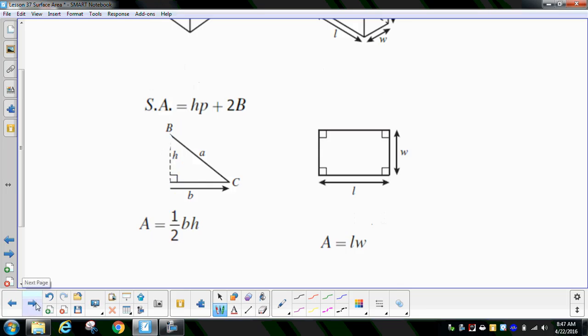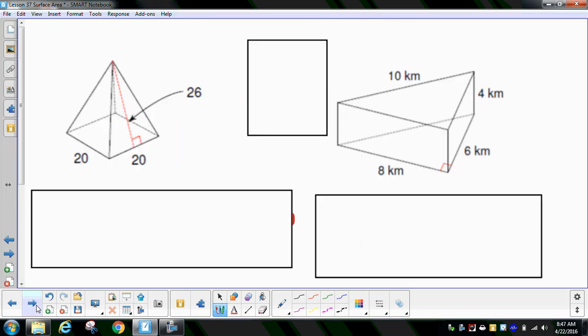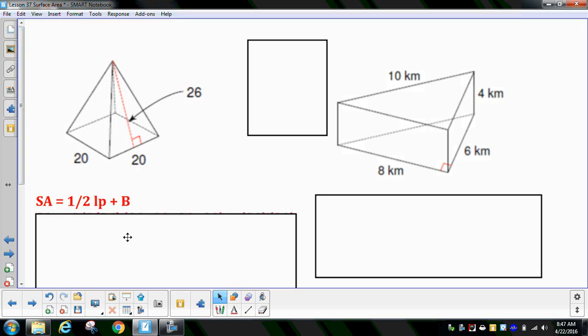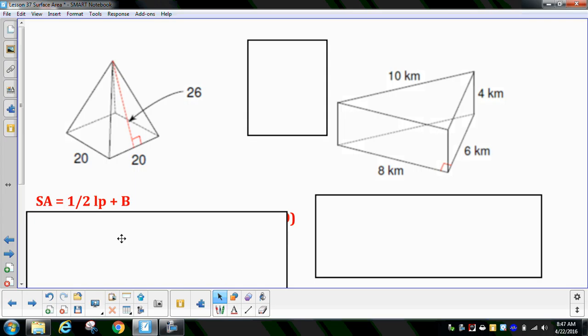So I've got a couple examples for you, a couple maybe of the more important ones for me to show. Finding the area of a pyramid and finding the area of a triangular prism. And of course we'll do plenty of practice in class. So first, to find this, we need the formula. You should start by writing the formula every time.